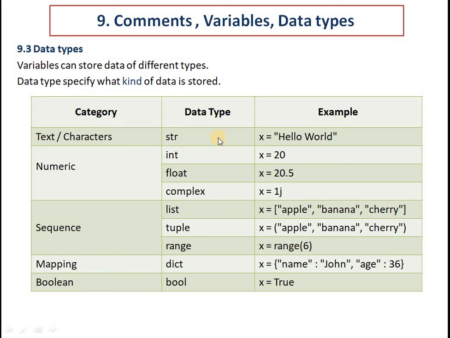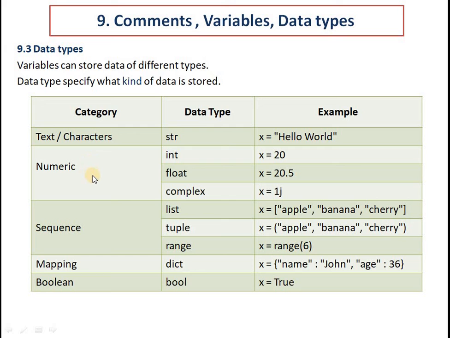First data type is string, which is represented as str. Example is X is equal to hello world. The value assigned to the variable X is hello world, which are characters or which are strings. So I could say it is a string data type.